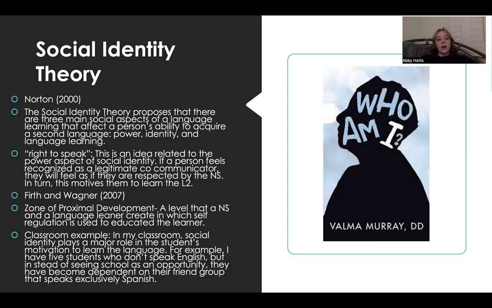And then the last aspect is language learning, which is the zone of proximal development, which we've already talked about in our other presentations. But the zone of proximal development basically means that a language learner and a native speaker have created a level in which self-regulation is used to educate the learner. This is meaning that they've reached this level where it's not too hard for the language learner to understand, but also not too easy. It's created this level where they feel challenged, but they also feel comfortable with the material that they are receiving from the native speaker and the input that they're receiving.